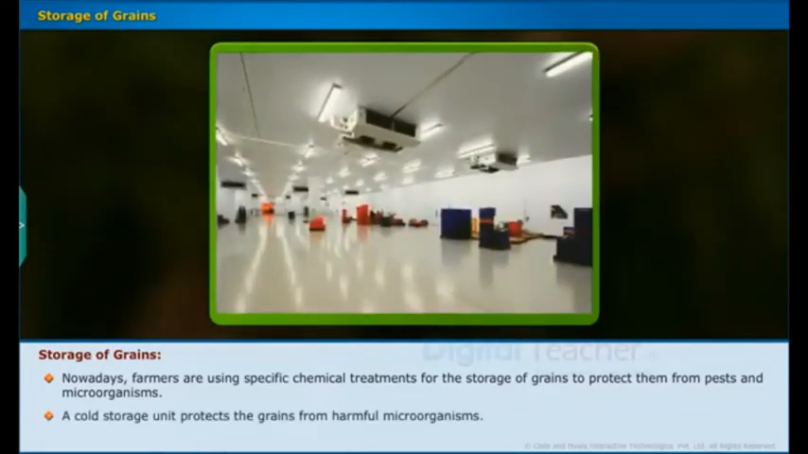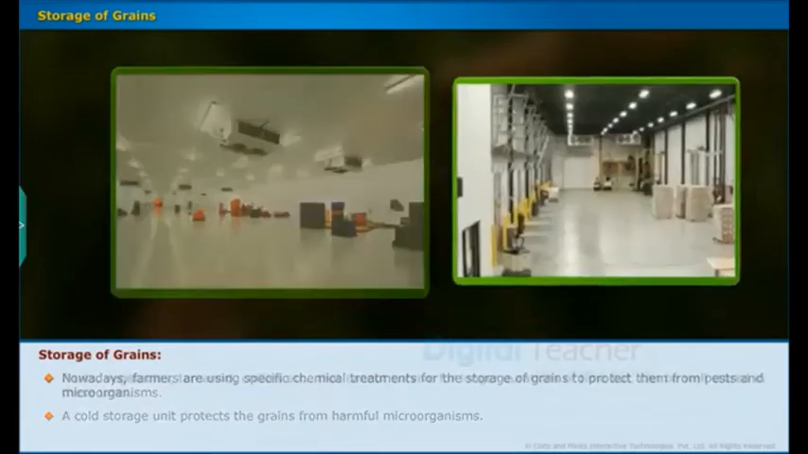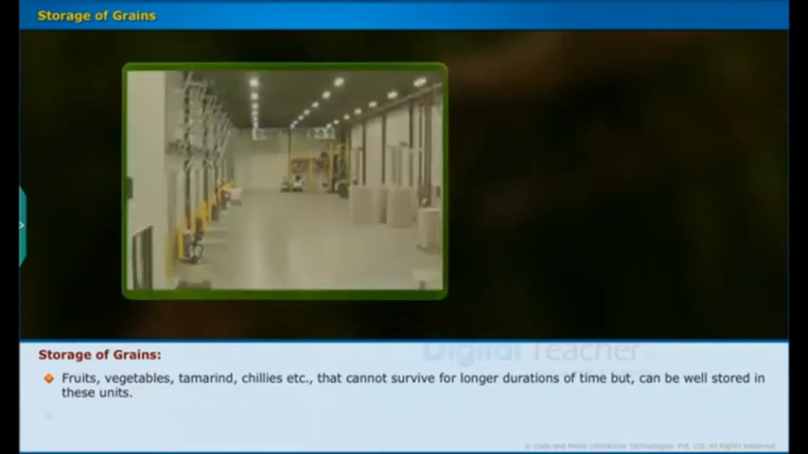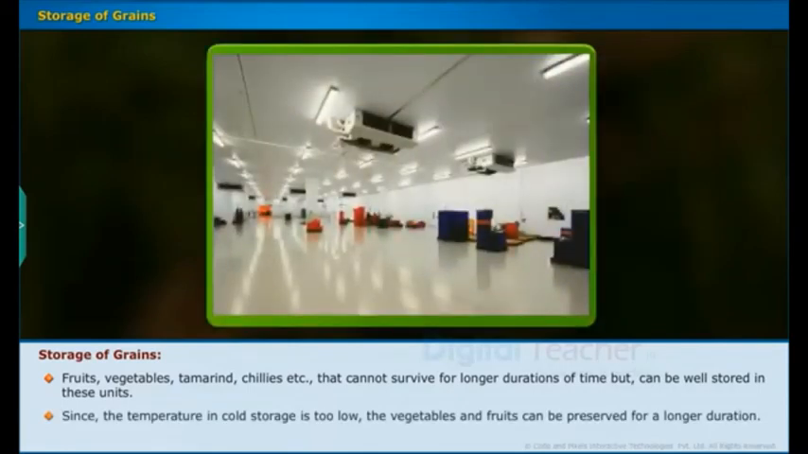A cold storage unit protects the grains from harmful microorganisms. Fruits, vegetables, tamarind, chilies, etc. that cannot survive for longer duration of time can be well stored in these units. Since the temperature in cold storage is too low, the vegetables and fruits can be preserved for a longer duration.